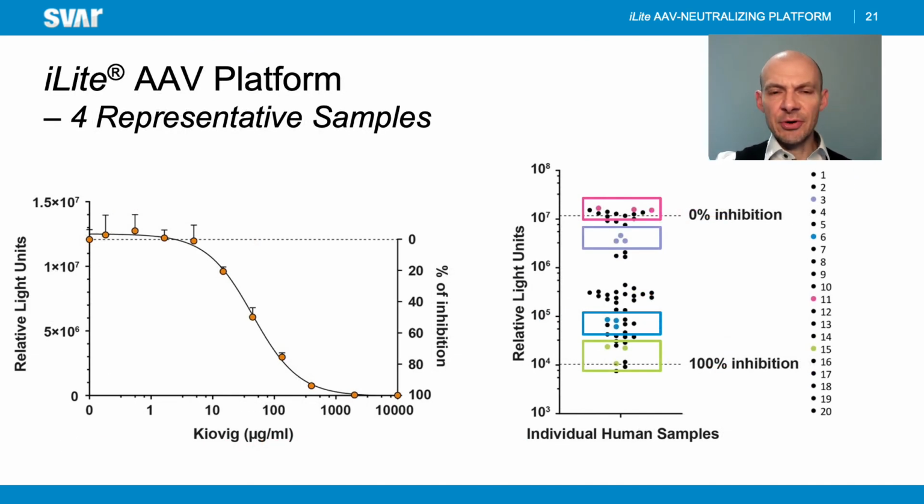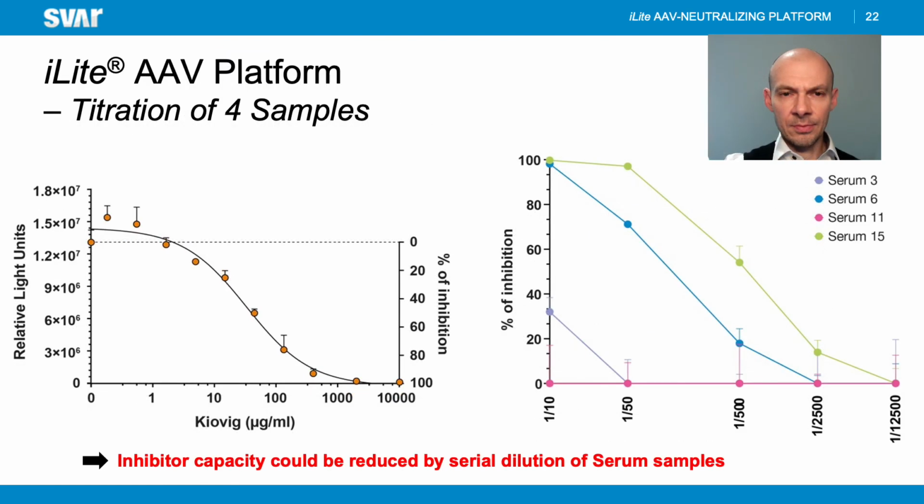In the next experiment, we now picked 4 representative samples. The green one representing maximum inhibition, the blue one with a very high inhibition, the violet one with a very low inhibition, and the pink one, which is on the top, with minimum inhibition.